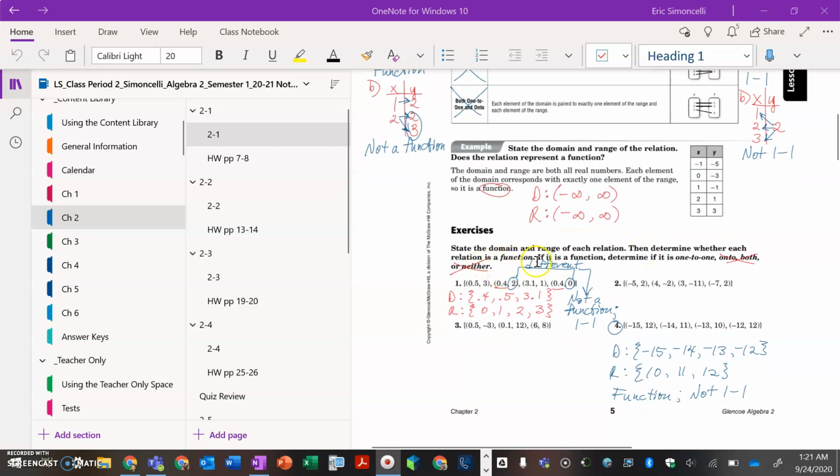Okay, next, state the domain and range of each relation. Then determine whether each relation is a function. If it is a function, determine if it is one-to-one. We're not going to determine onto, both, or neither.